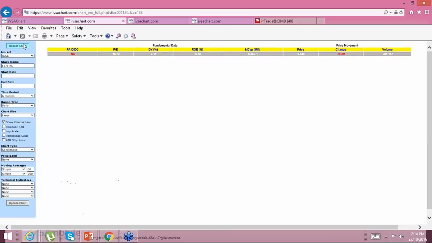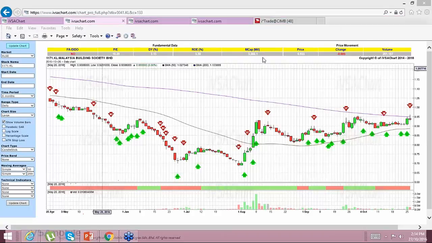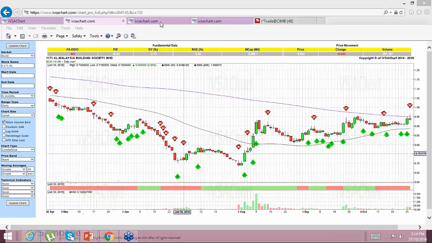Okay, yes, Julius and Chui, let's look at MBSB. Now, MBSB, what can you see here clearly? Can you see my pointer clearly here? Can you just type yes if you can see my pointer clearly? Okay, good.